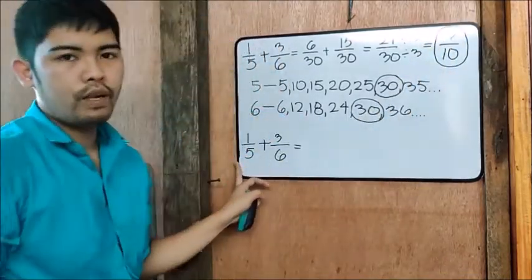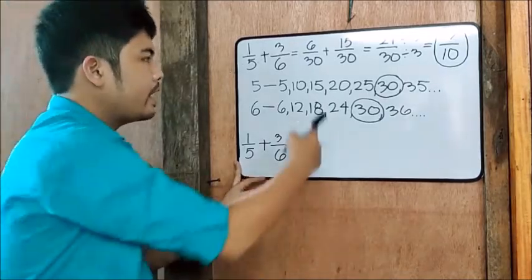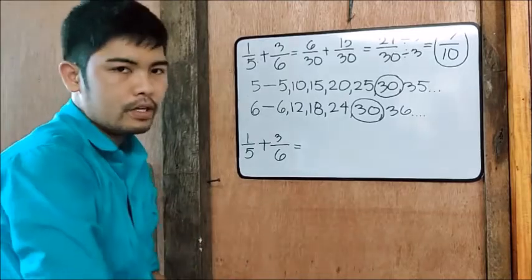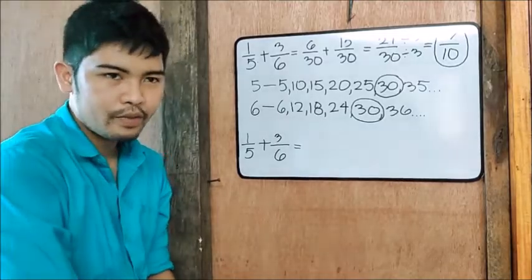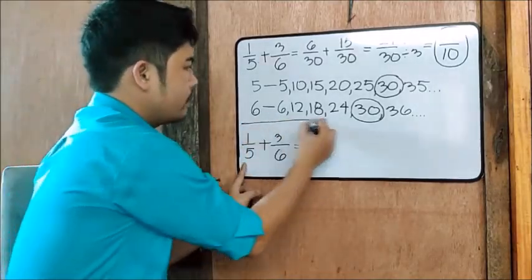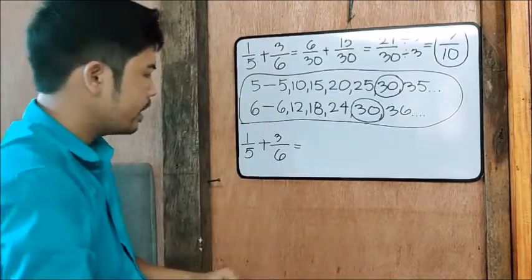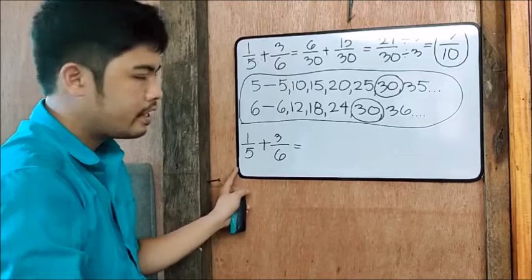So this is the usual way of adding or subtracting fractions. We find the LCD by listing the multiples of the denominators. Now, I will show you how to do it without this LCD. Okay, to do that, these are the steps.